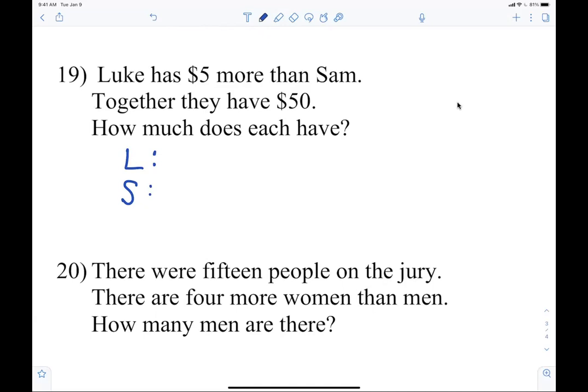Sam has 5 less than... No. Oh, you want me to say the actual? Sam, no. I want you to tell me, Sam, we don't know how much money he has. Yeah. Sam has x. So what does Luke have? No, x. Luke has 5 more than Sam. Oh, x plus 5. You are amazing. Look at that. All right. Now you have to write the equation. Together they have $50. So how do I write that equation now?